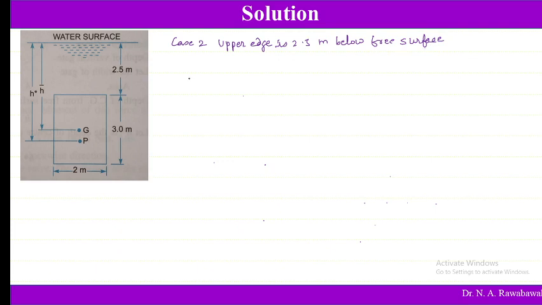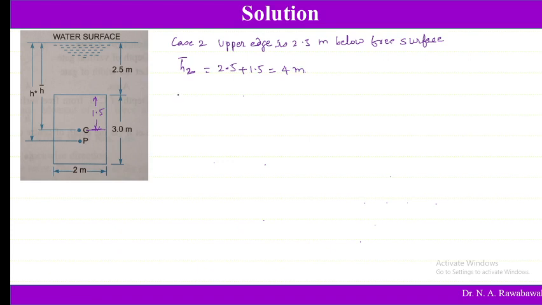Therefore, here we can find out H2 bar. Actually it is H bar, but since it is the second case, we are taking suffix H2. So the distance of center of gravity from free surface is going to be 1.5 meter. Therefore total distance H2 bar is 2.5 plus 1.5. So this total distance of center of gravity from free surface is 4 meter.